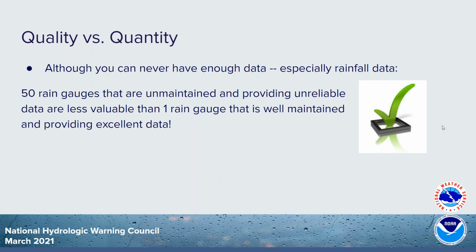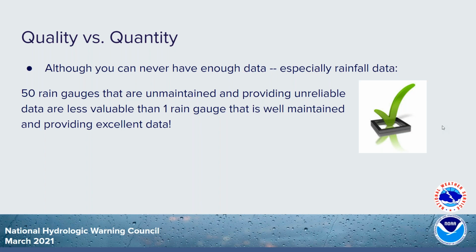And one last thing I want to touch on is quality versus quantity. I mentioned several slides back that I'm a firm believer that you can never have enough data. Having 2 rain gauges on the same block is not a big deal. It's not a bad thing, as long as they're both good.